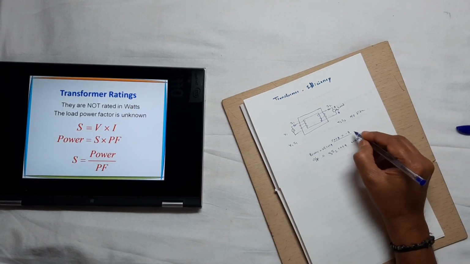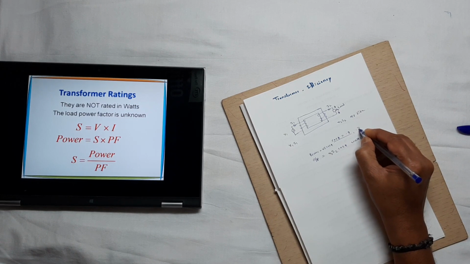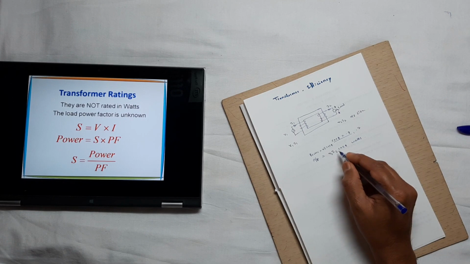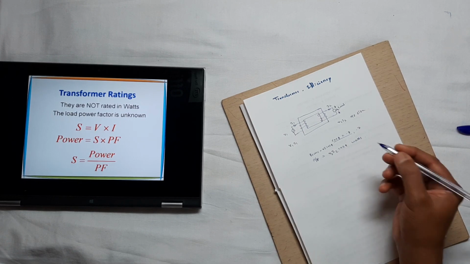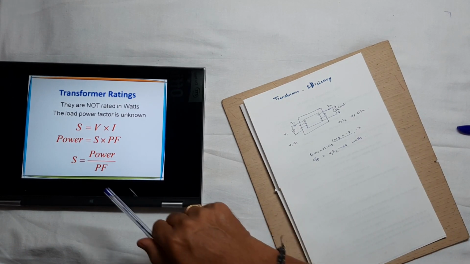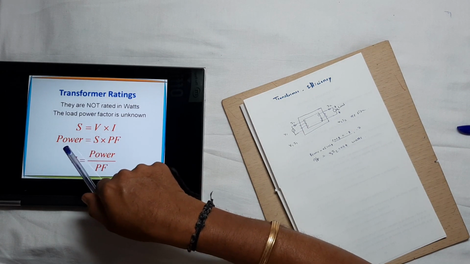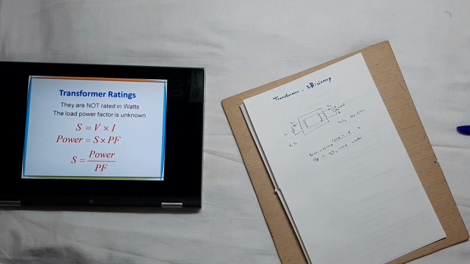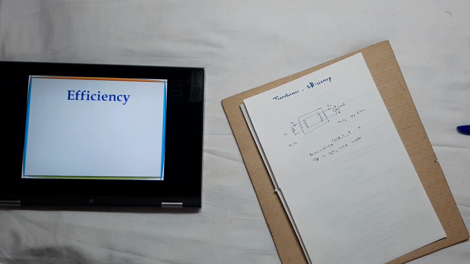If the power factor is changed from 0.8 to 0.7, then the output of the transformer will change, because V2 I2 remains the same. Because of the power factor, the output will change. Therefore, the power is equal to the volt ampere multiplied by the power factor. That we discussed earlier.